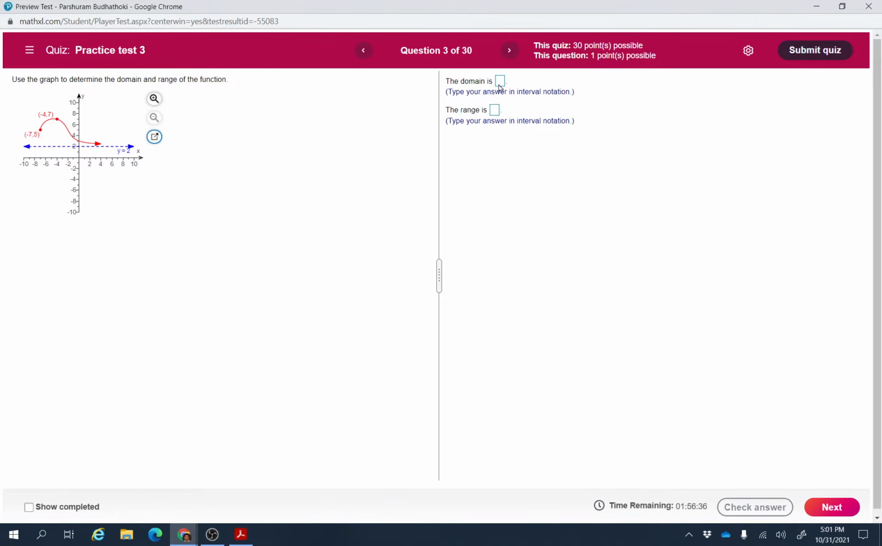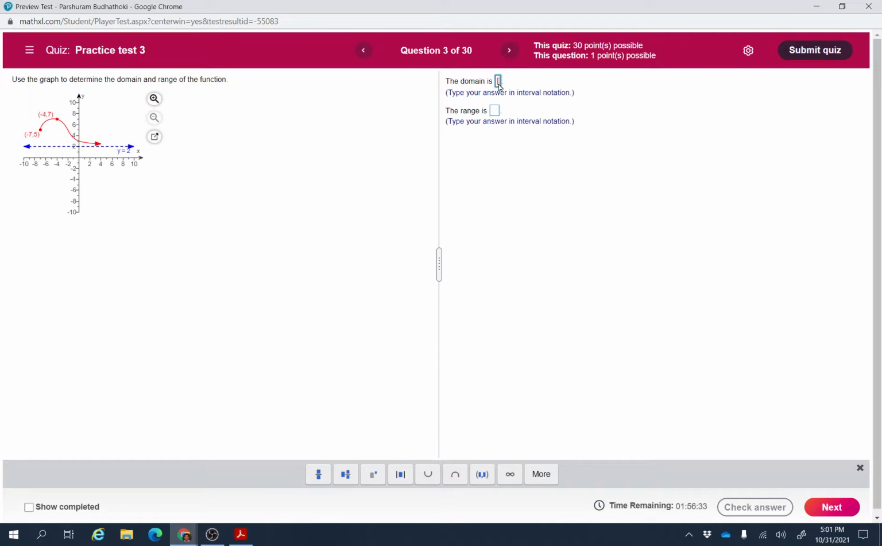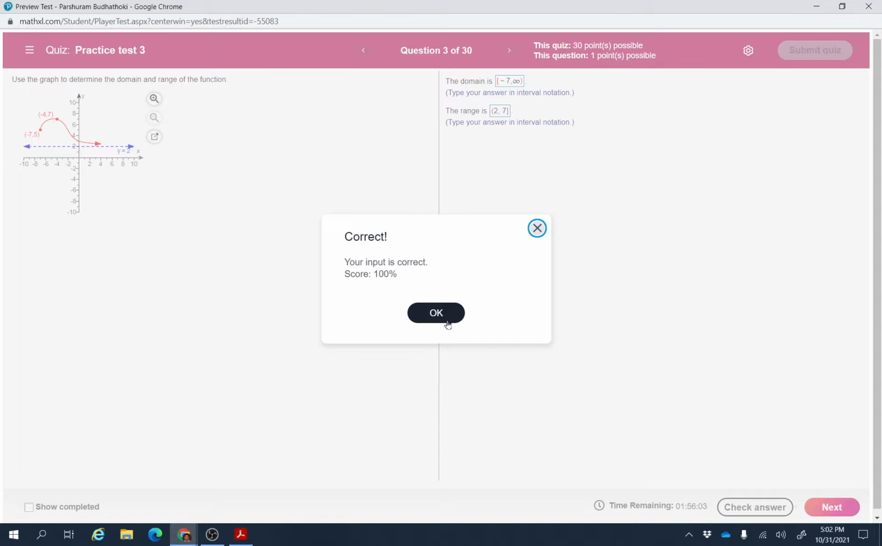So the domain of the function is from negative 7, including negative 7, to positive infinity. And then the range is the y value starting from positive 2, which is bounded below by the line y equal to 2, but not including 2. That's why it's a parenthesis 2. And the maximum y value, as you can see, is 7, including 7. So bracket 7. Okay.